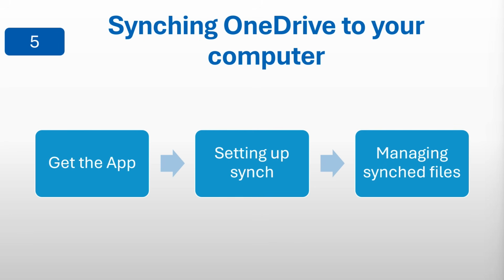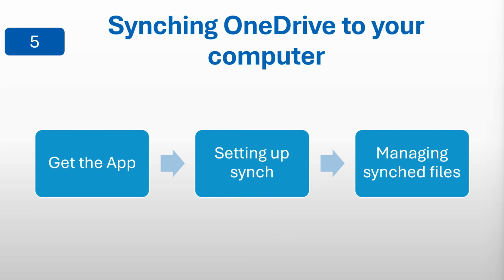Welcome to part 5. So we'll take a look at syncing OneDrive to your computer. Maybe you are already set up. You already have your OneDrive syncing to your local computer, or maybe you're looking to get that set up. Well, we need to get the app first. More than likely, if you're using a Windows computer, OneDrive is typically installed with the operating system, so you simply need to log in.